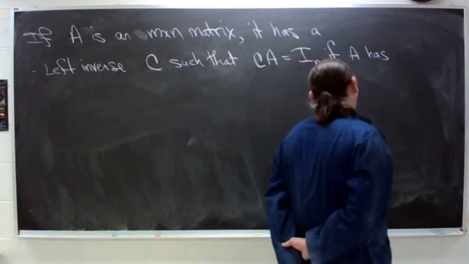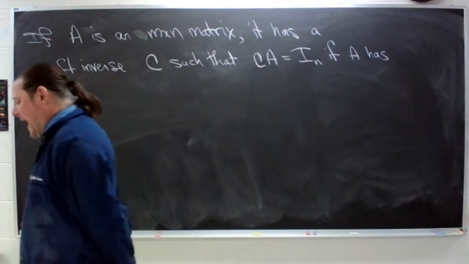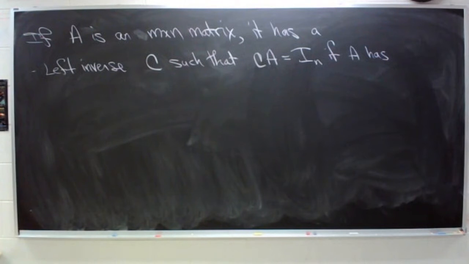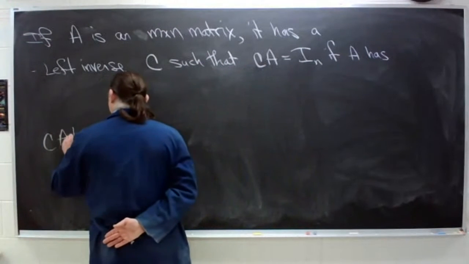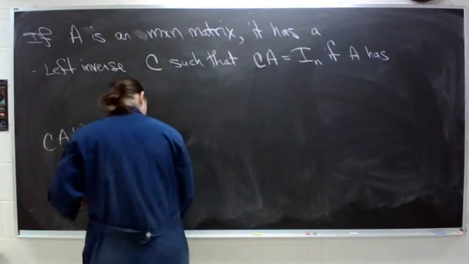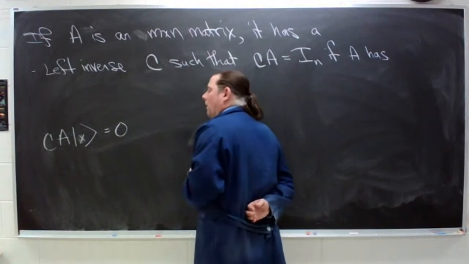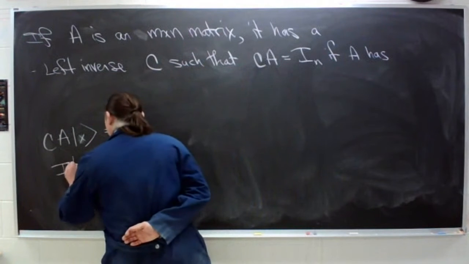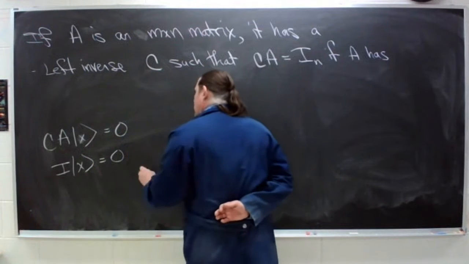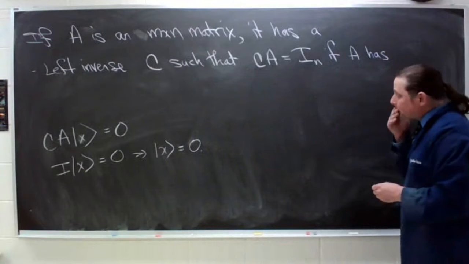This can only be the case if matrix A has a trivial null space. That's because, let's suppose that CA acting on vector x was equal to 0. Well, if CA is equal to the identity, then that means identity acting on x is equal to 0, which means x is equal to 0.